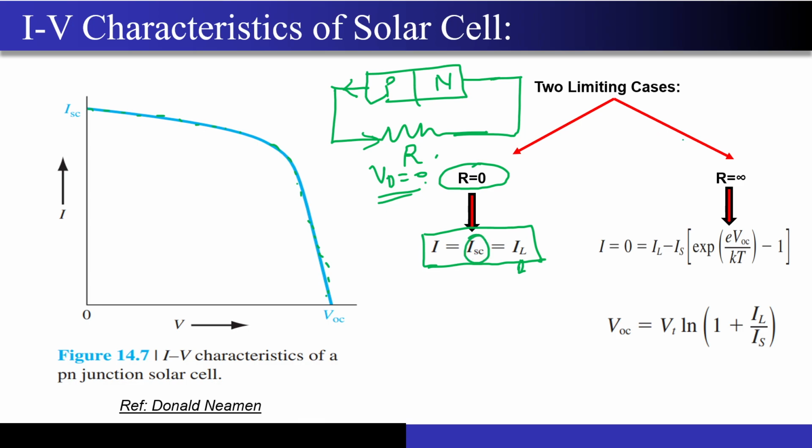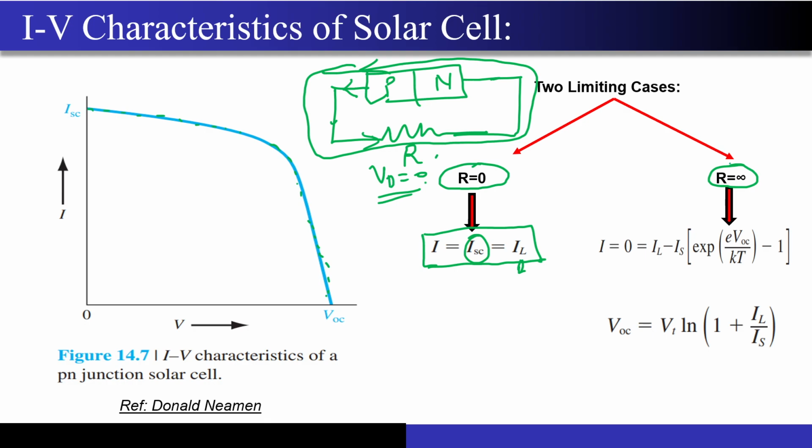Now coming to the next case of R is equal to infinity. What does R equal to infinity mean? It means there will not be any net current flow, right? For a net current flow, your complete loop should be there. The loop has to be completed. It should be a closed path for the current to be flowing in the circuit.